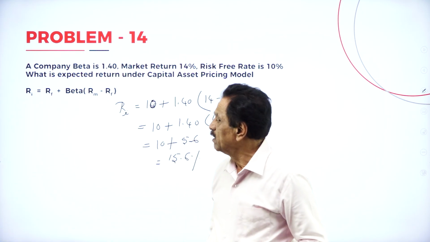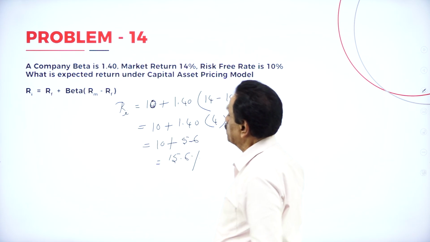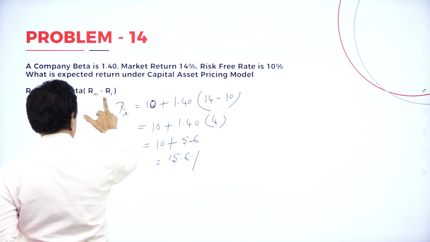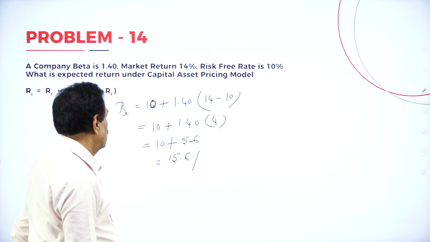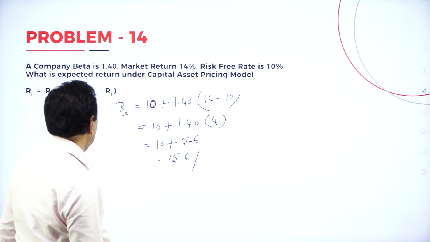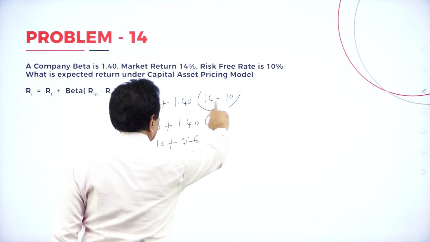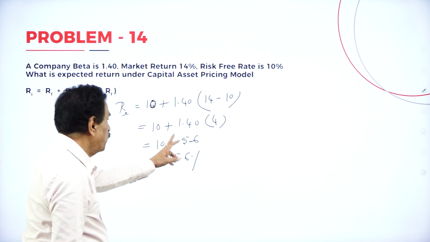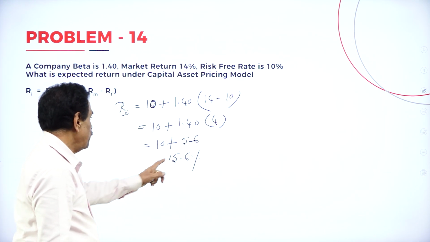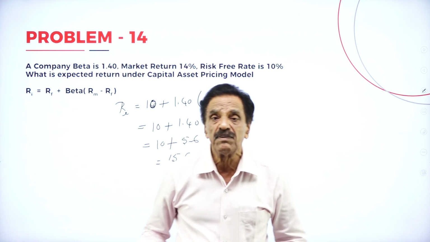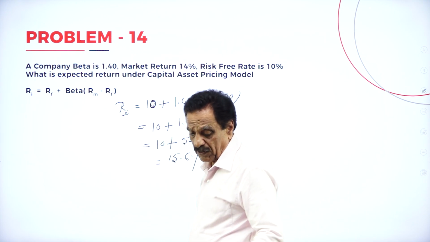Asset pricing model: the company's expected return is equal to risk-free return plus beta into return on market minus risk-free return. So your RF, risk-free rate, is 10 plus 1.40, this is your beta, into 14 minus 10, that is 4. So 1.40 into 4 is 5.6 plus 10 is 15.6%. This is the way we have to do it. Very simple way you can do it. So this is for 5 marks.